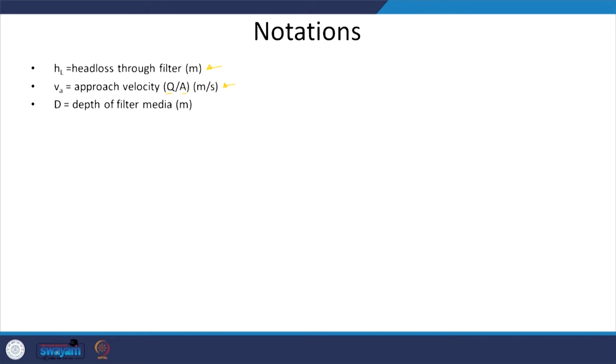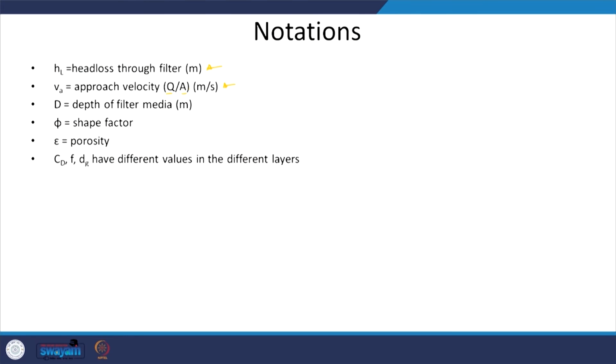So, depth of filter media, shape factor giving us different levels of removal for different shapes, which I think we also discussed earlier. Porosity of the media, coefficient of drag, f and dg, this is the relevant geometric mean coefficient of drag. This obviously depends upon the Reynolds number. Typically we are concerned with laminar flow when Reynolds number is less than 1, and then transition flow between maybe 1 to 100, and then we have turbulent flow later.